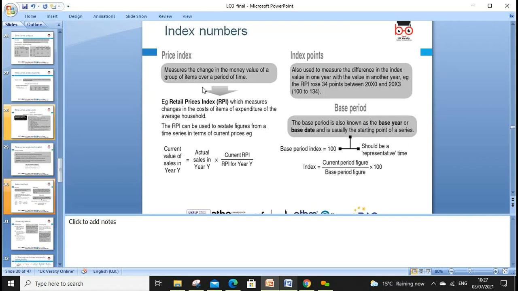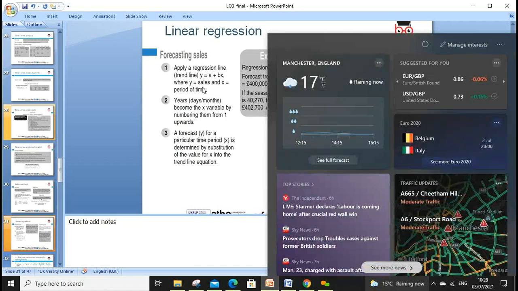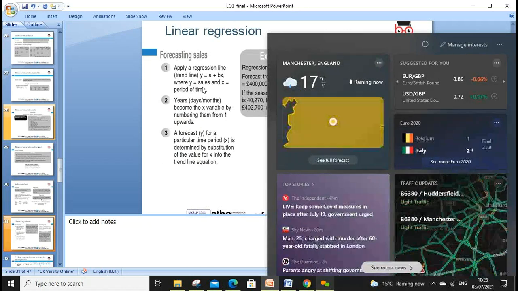Time series helps to forecast, like the retail price index. So what is the current value of the sales this year? What is the actual sales in the year? If we want to find the index, it is the current price divided by the retail price index for year Y or the next year. Current period divided by the base period. So we can find what the index is, whether there is a 100 index increase and so on.